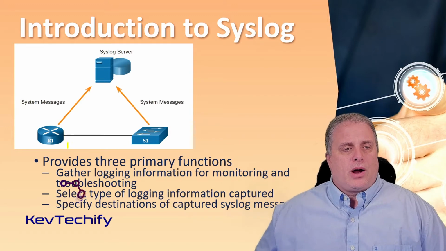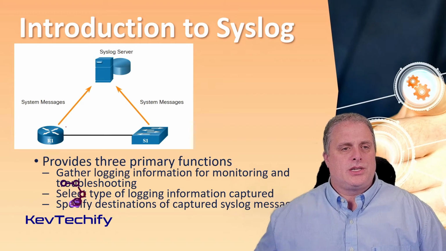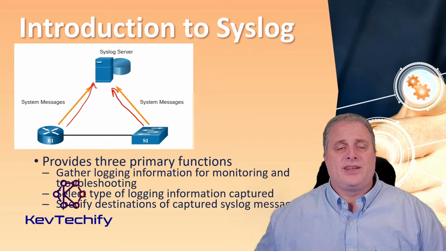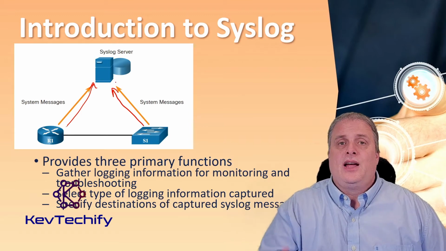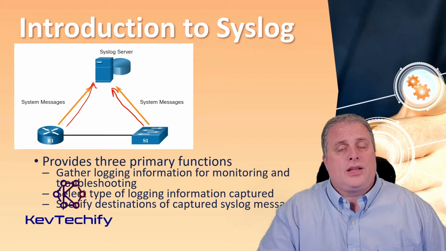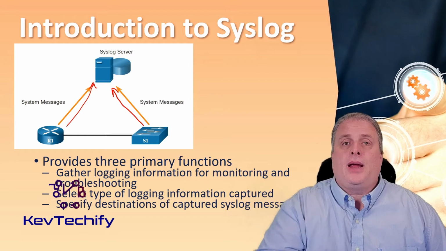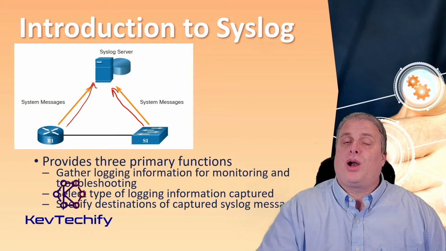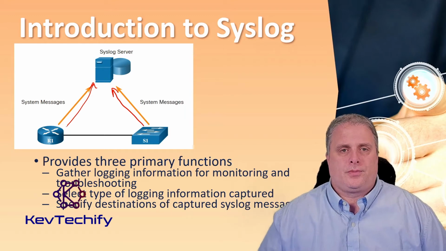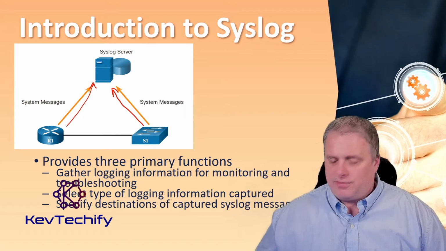We have a router here. This router will send its system messages to the Syslog server. Same thing with the switch. We'll send it to the Syslog server. The Syslog server collects that data, and then you can look at it. You can pull it up. You can monitor that either on demand, or you can have the system monitor in real time, and if there's a problem, it can notify you.